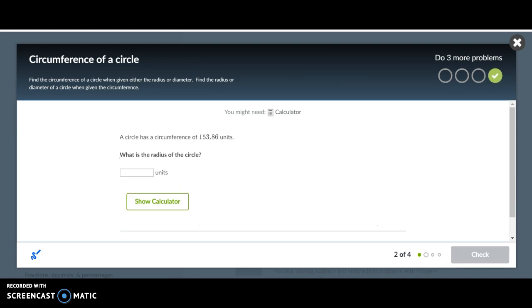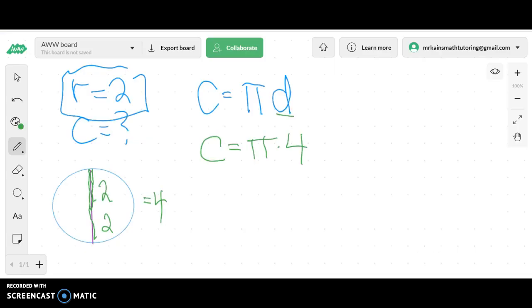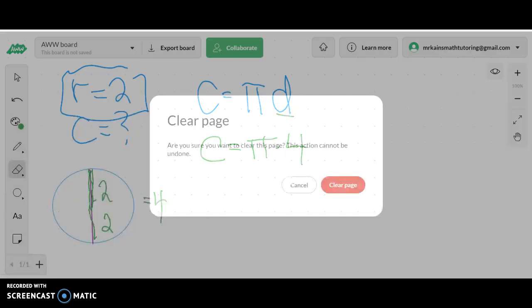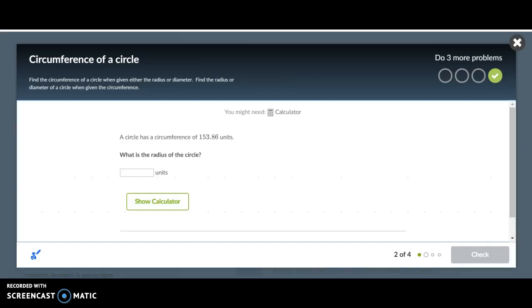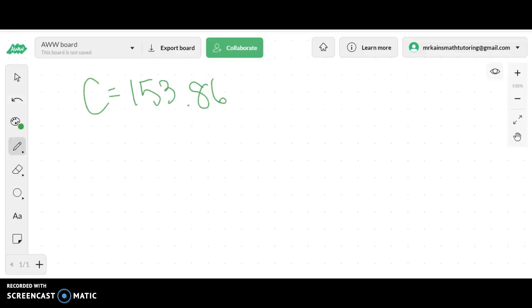Let's see another one here. A circle has a circumference of 153.86. What is the radius this time? So circumference of 153.86. Let's go ahead and get rid of our stuff. 153.86. That's the circumference. Always double check our numbers. It is 153.86. And it asks for what the radius is.